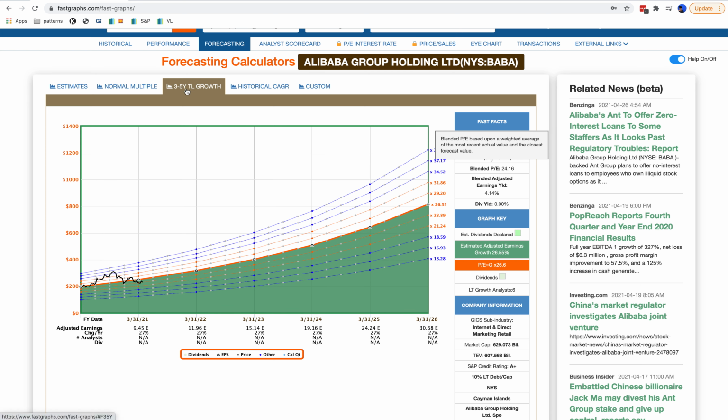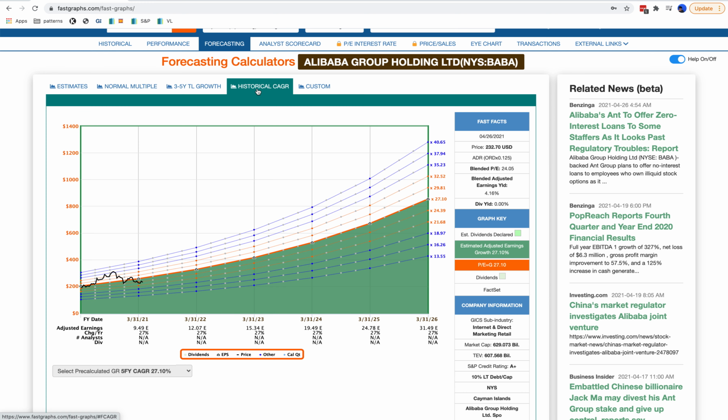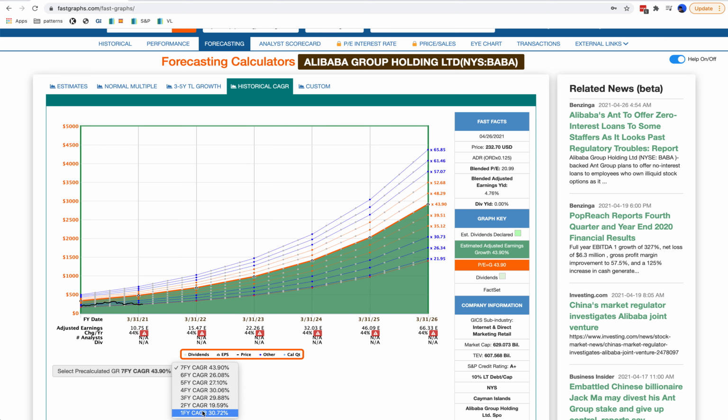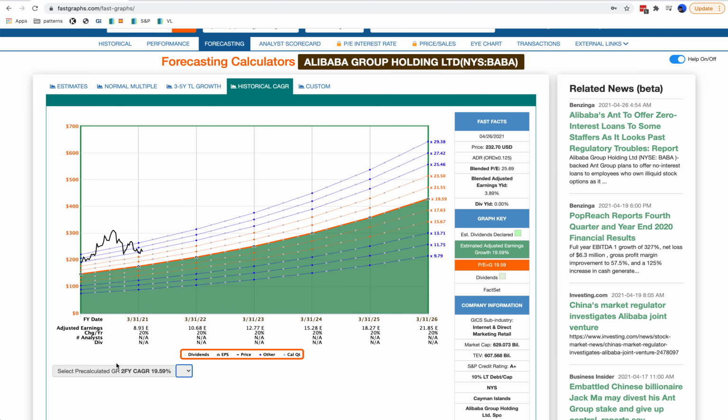So this looks at, I believe, the last 3 to 5 years of growth, as it says here. In this case, I guess it averaged out to be around 27%. So given 27% growth for the next 5 years, you can then do a similar calculation. Historical CAGR, I think this looks at 5 years. Oh yeah, you can choose what time horizon you want. Maybe the last 7 years, which is going to be really aggressive, or maybe the last 2 years where it's been a little bit slower. So you can tweak what you want the earnings growth to be, and look at that.